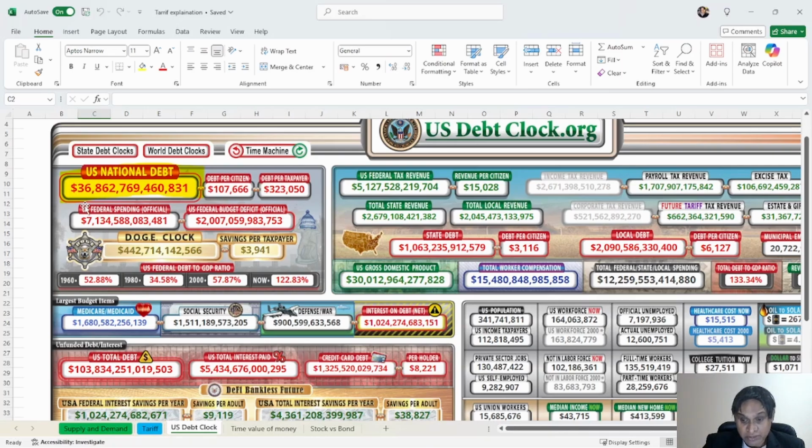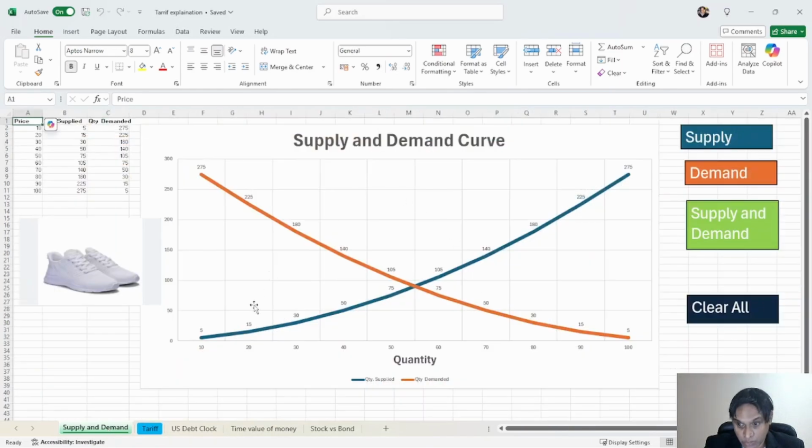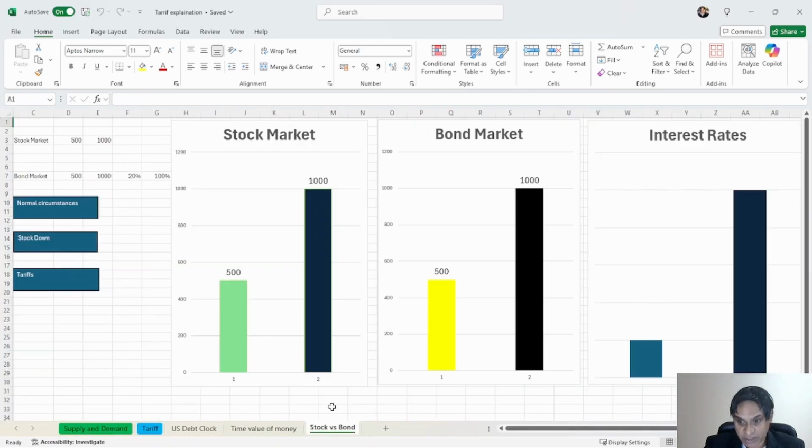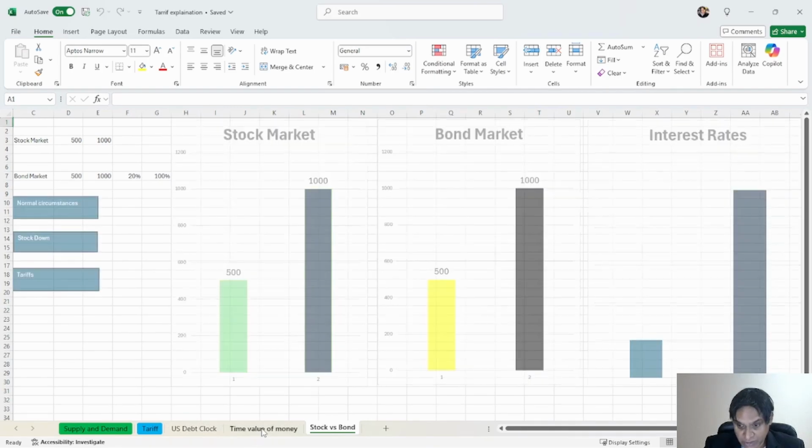Now imagine supply and demand is effectively people buying and people selling. The US has been buying up to $36 trillion. So think of someone with a credit card who spends a lot of money: the US owes $36 trillion. And in the next video series, we're going to look at how supply and demand affects this, what the effect of tariffs was on the bond market, and we can also look at the time value of money.